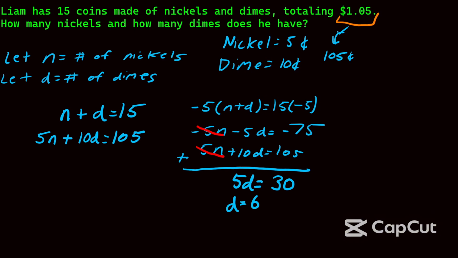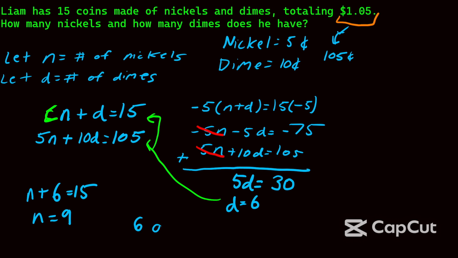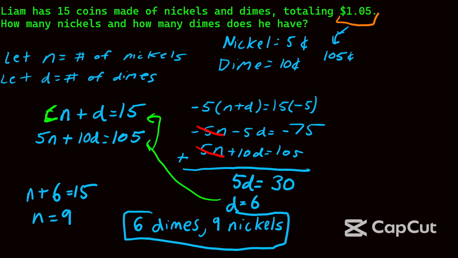Okay, plug this back into whichever equation. But by now, I hope it's obvious that this first equation is a lot easier to plug it back into. So n plus 6 equals 15. N equals 9. And we have our answer. Remember, we can't leave it like this, though. We have to write it down. D equals 6. So that means he has 6 dimes and 9 nickels. And there is our answer.